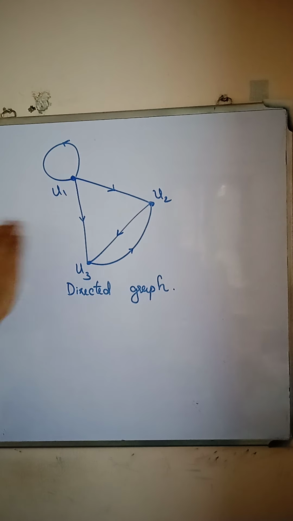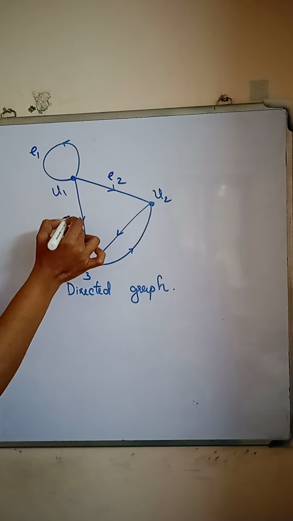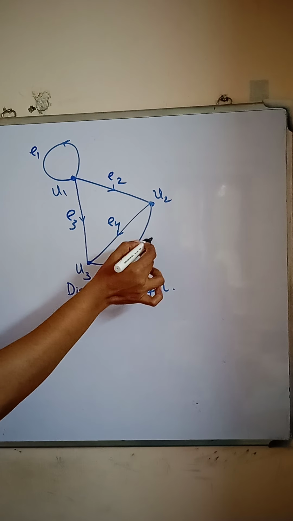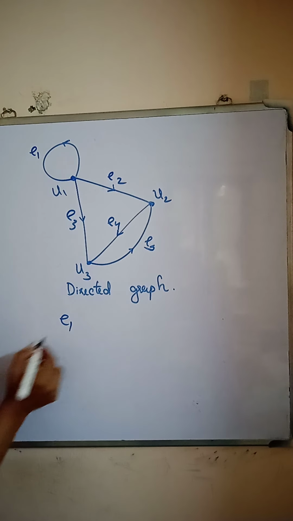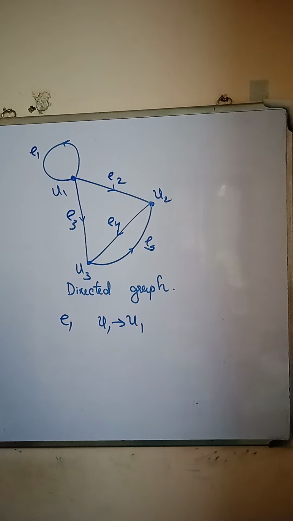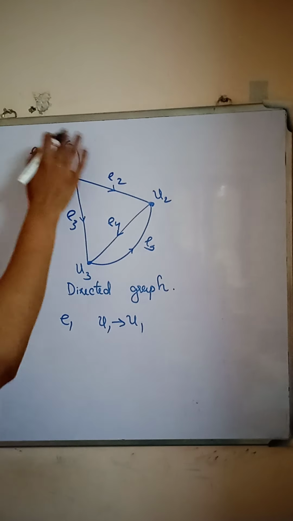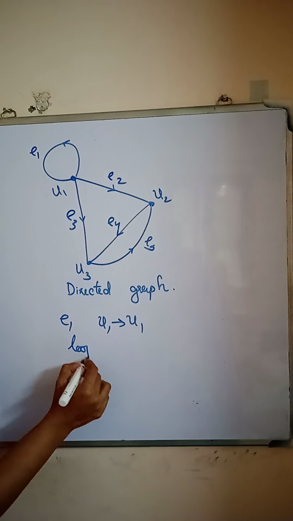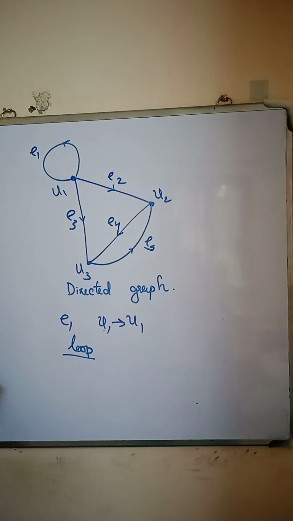This is a directed graph with the vertices U1, U2, U3. And the edges are E1, E2, E3, E4, E5. Here we have 5 edges and 3 vertices. The first edge E1 starts from U1 and ends at U1 itself. Like this edge E1, this edge is known as a loop. An edge starting from a vertex and ending at itself is known as a loop.